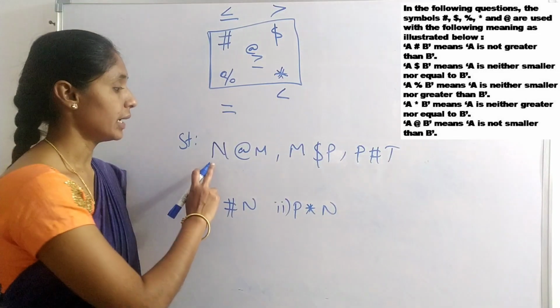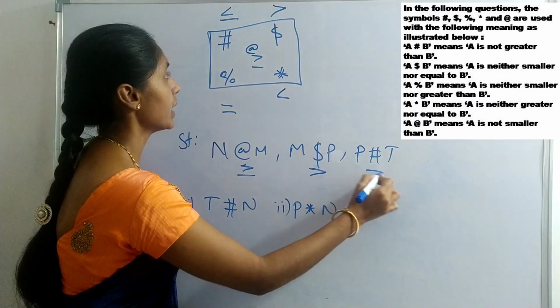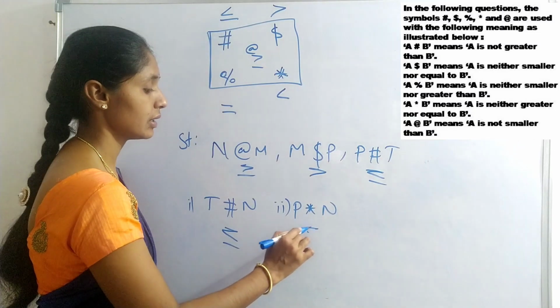See this question. N at M greater than or equals to, dollar greater than, hash less than or equals to, hash less than or equals to, star less than.